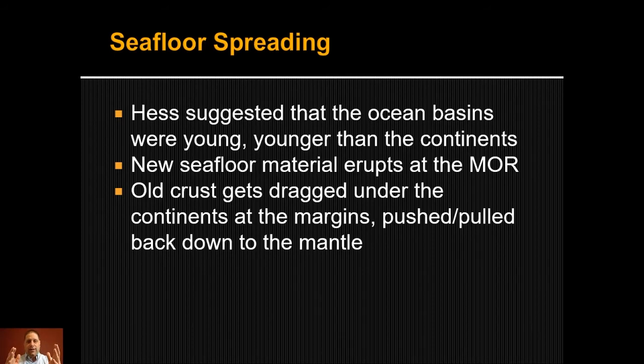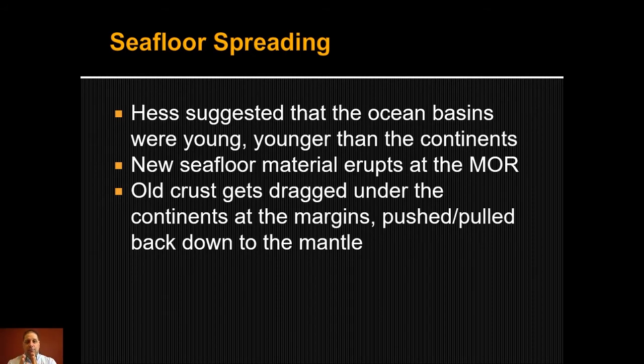You're adding material and you're pushing it out, so it has to all start getting bigger. So he realized that you have to also have some way to get rid of material, and he realized that you could do that by having that older material that's very cold and dense sinking back down into the mantle, either being pushed by stuff spreading or being pulled by other forces. So Hess comes up with this idea of seafloor spreading, right? New seafloor added at the ridges, spreading out and growing over time.